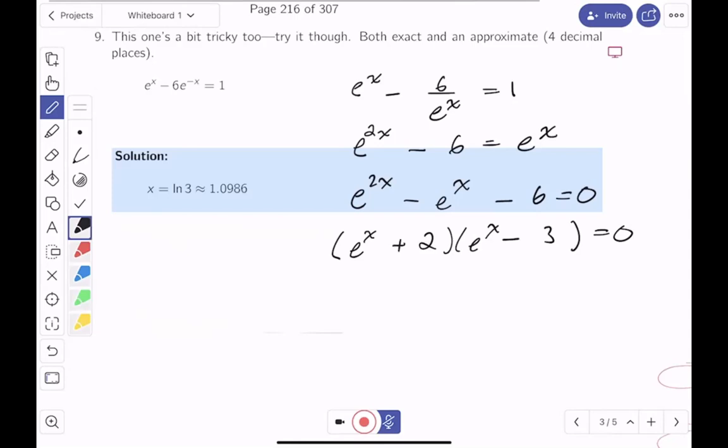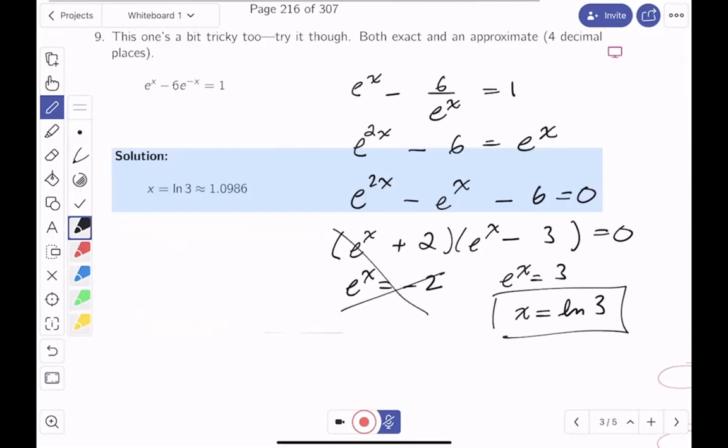Factor beautifully. Okay, zero product rule. I want to point out that means e to the x is equal to 3, or x would be equal to the natural log of 3. This would be e to the x equals minus 2. Well, that's not possible. For a real number, e to a power is never going to be equal to minus 2. So this one doesn't work out. So I'm going to say this is my answer.